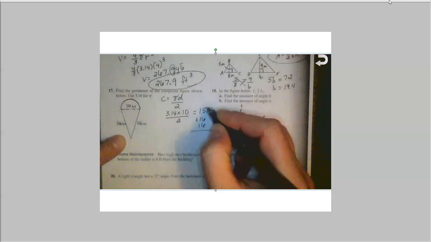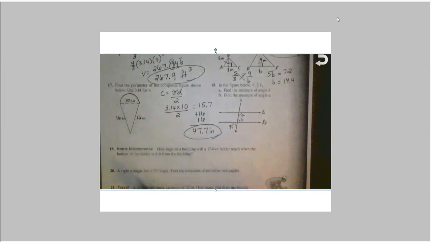15.7 from that formula. But then I need to add 16 and 16 to this number so that I can get the full distance around that perimeter. So 15.7 plus 16 gives me 47.7 inches altogether. So in that last composite figure, we had to find the area. This one is asking for the perimeter. Okay, so notice those formulas are different. Area is the space inside, but perimeter is the distance around a shape.